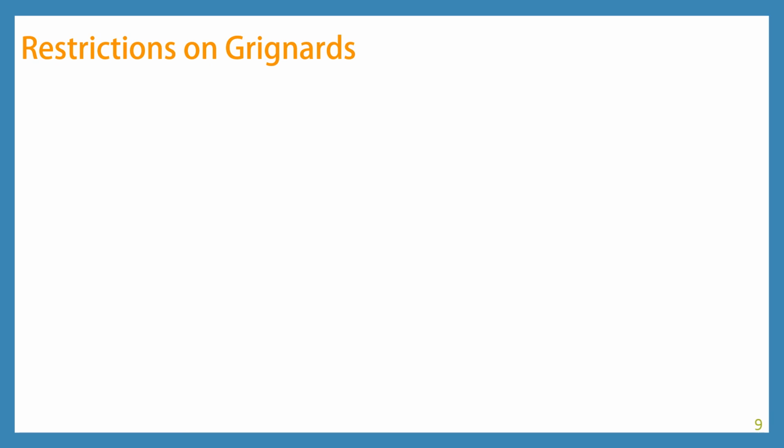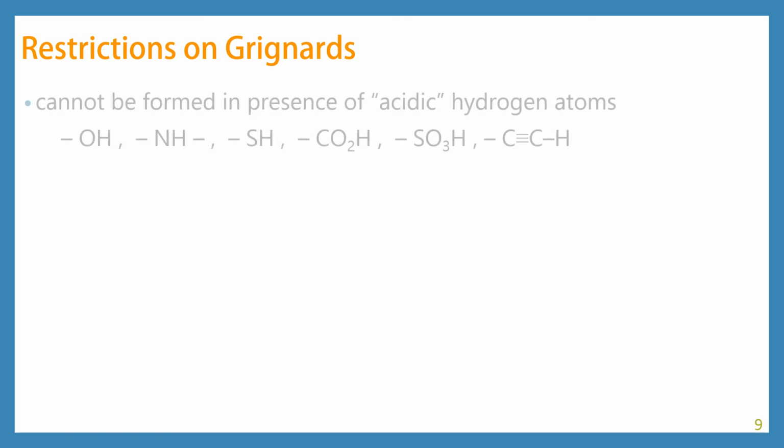So the last thing that I want to talk about with Grignards is that there are some pretty serious restrictions on Grignards. So you cannot form a Grignard, meaning you have an alkyl halide and you add in magnesium metal. You cannot form it in the presence of any acidic hydrogen atoms. So these cannot be present on the substrate, like as part of another functional group, and they cannot be part of the solvent. And the reason why is once you form your Grignard, you're going to end up immediately deprotonating these and neutralizing your Grignard.